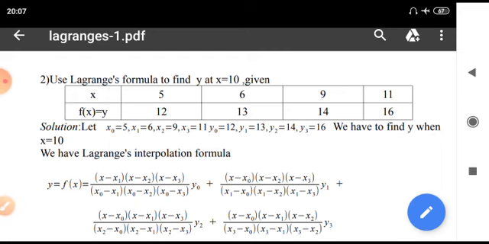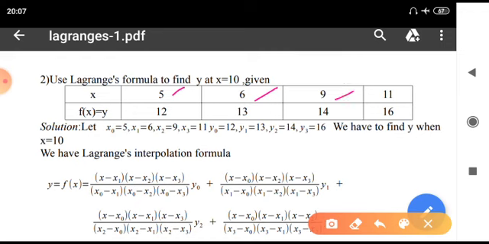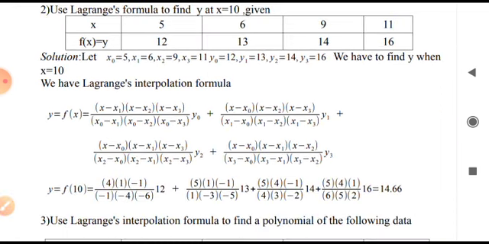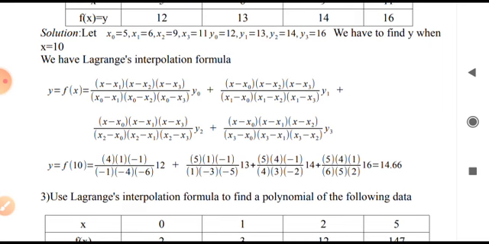So from the given table, x0 value is 5, x1 is 6, x2 is 9, x3 is 11. Corresponding y values, that is y0 is 12, y1 is 13, y2 is 14, y3 is 16. Now we have to find the value of y at x equal to 10. We have Lagrange's formula, the same formula. Now we have to find the value of y at x equal to 10.